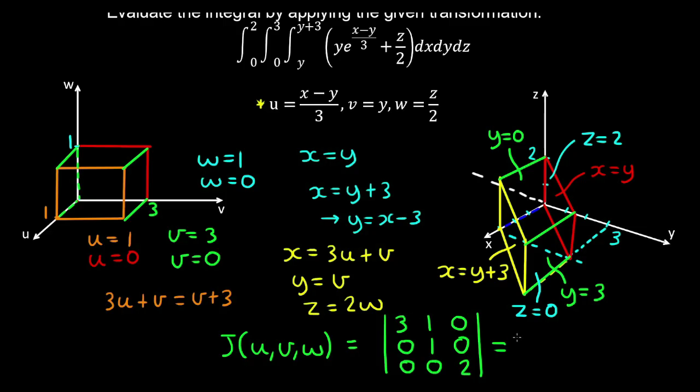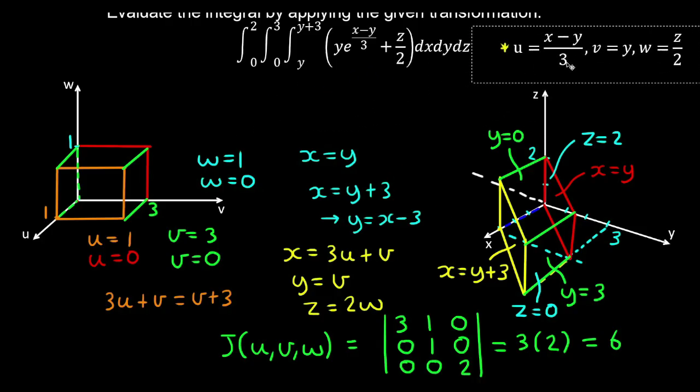So our determinant is 3 multiplied by 1 by 2, which is 2, minus 0 by 0, and minus 1 by 0 by 2 minus 0 by 0, which is 0, and plus 0 by 0 by 0, minus 1 by 0, which is 0. So that gives a Jacobian of 6. Which means the volume of the parallelepiped in XYZ space is 6 times as large as the cube in UVW space.